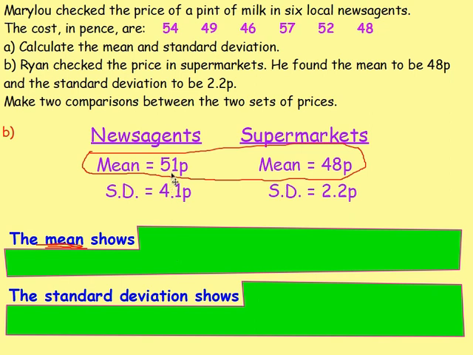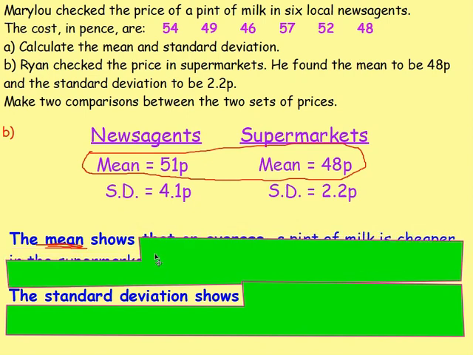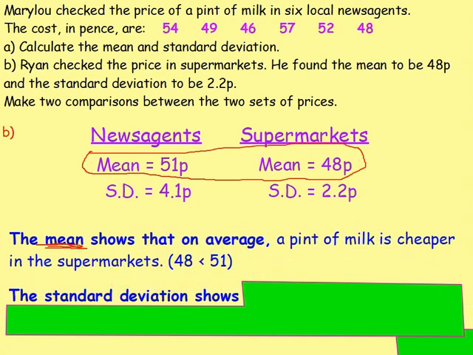So the mean, or the average price, well, you can see it is cheaper in the supermarkets. So you can say the mean shows that on average, a pint of milk is cheaper in the supermarkets. Or, going the other way around, you could say that on average, it is more expensive in the newsagents. Again, always start with the mean shows and then make sure that you mention that the mean is a type of average. Link it back to the question. It's talking about the price of milk in supermarkets and newsagents, so make sure you put that in.